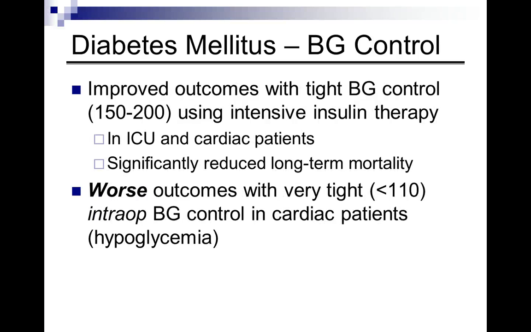Improved outcomes have been shown with tight blood glucose control, defined as a range of 150 to 200, using intensive insulin therapy. And this has been shown in both ICU and cardiac patients, with a significantly reduced long-term mortality. On the other hand, it's important to know that worse outcomes were shown when the target was very tight blood glucose control, that is less than 110, in cardiac patients. And the worst outcomes were primarily due to hypoglycemia.